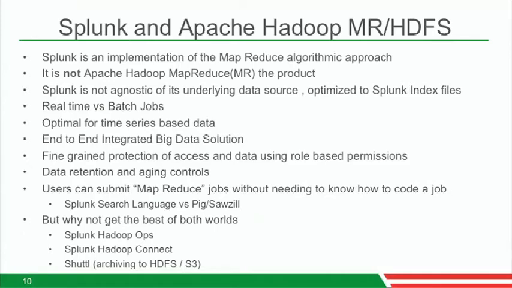We have a product called Splunk Hadoop Connect, which enables two-way data flow between Hadoop systems and Splunk systems. So you might perform some analytics in Splunk and output those results into Hadoop, and vice versa. You might do some batch type analytics in Hadoop and output that into Splunk. And we can archive stuff off the HDFS and Amazon S3 and things like that.